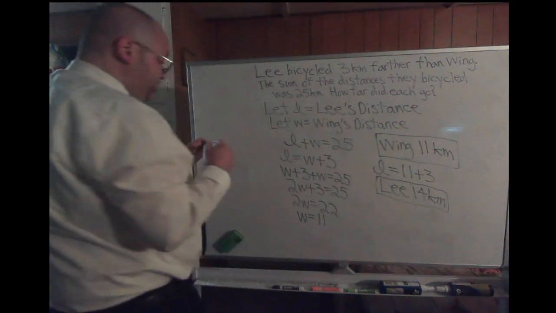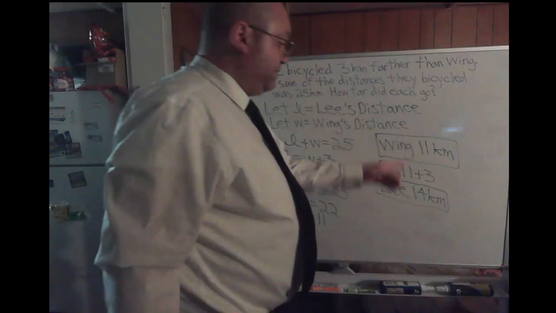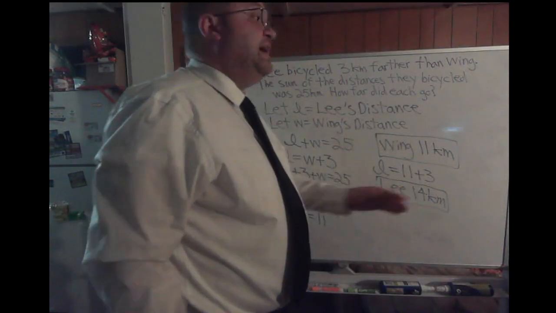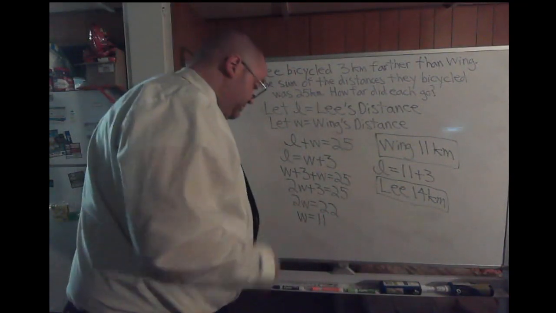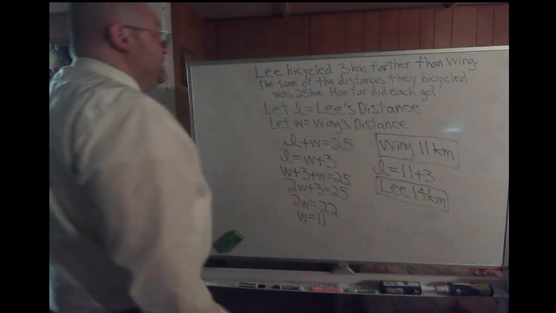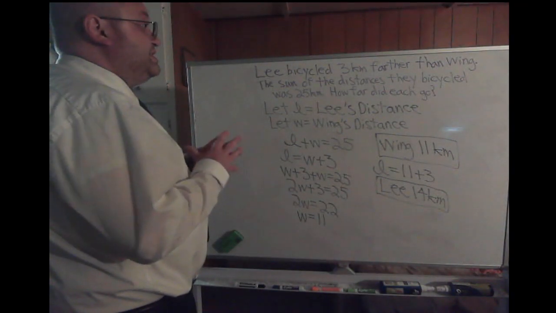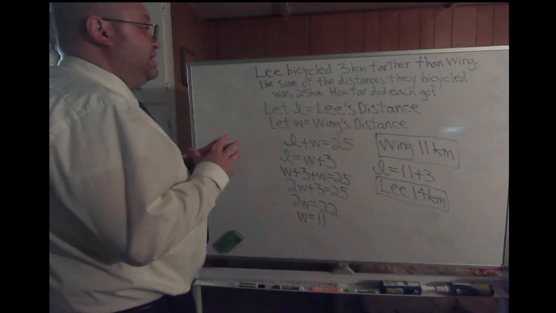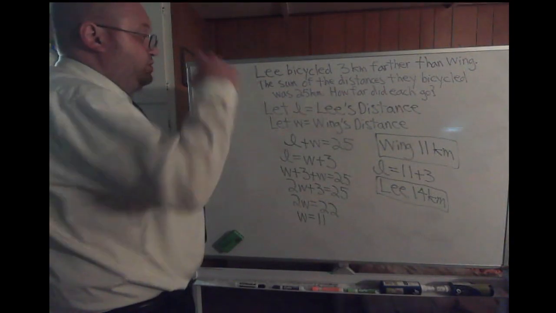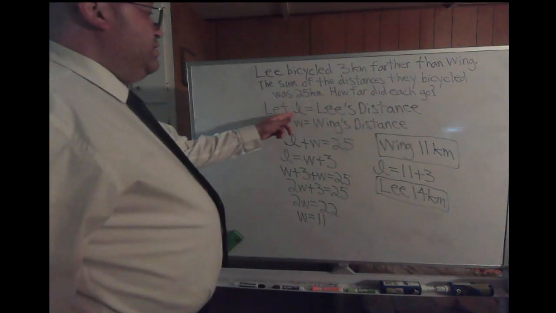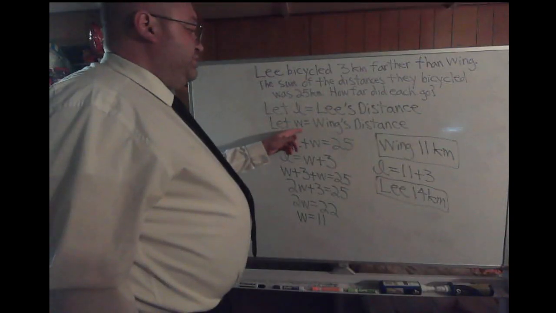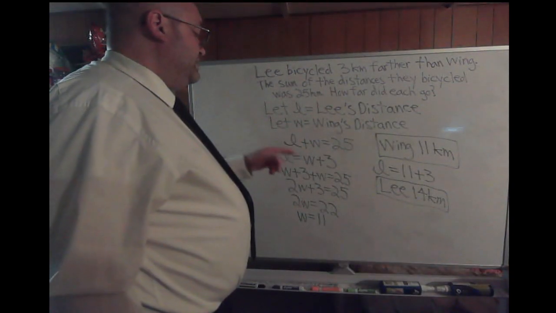And if you add the two distances together, 11 kilometers plus 14 kilometers, in fact, equals 25 kilometers. So Lee bicycled 3 kilometers farther than Wayne. The sum of the distances they bicycled was 25 kilometers. How far did each go? So we let L equal Lee's distance. We let W equal Wayne's distance.